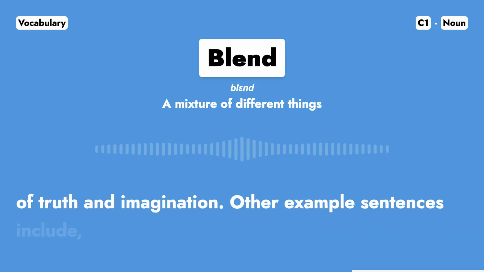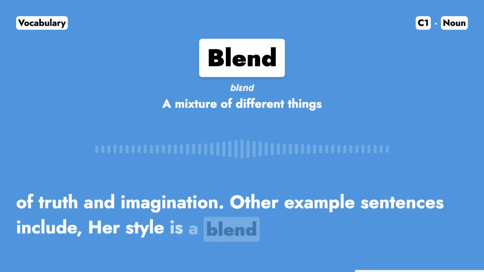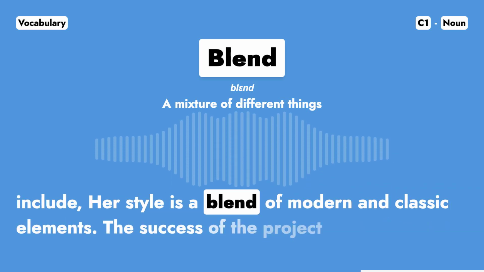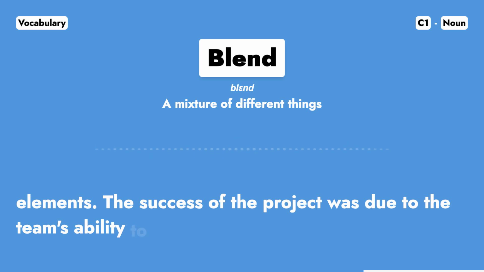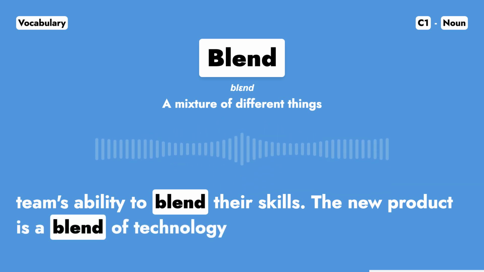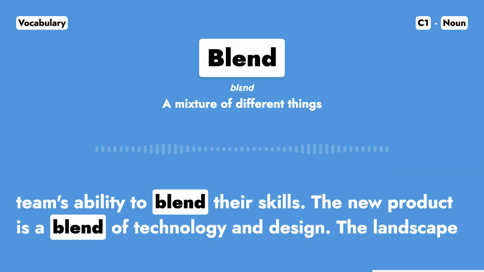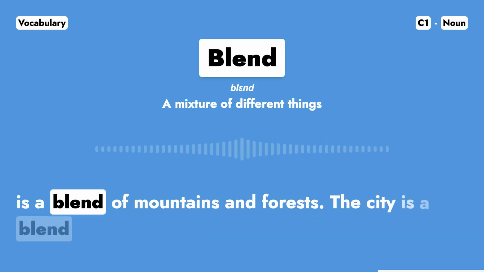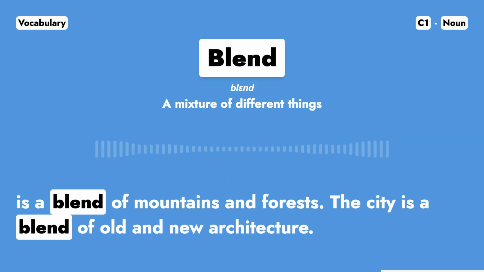Other example sentences include, her style is a blend of modern and classic elements. The success of the project was due to the team's ability to blend their skills. The new product is a blend of technology and design. The landscape is a blend of mountains and forests. The city is a blend of old and new architecture.